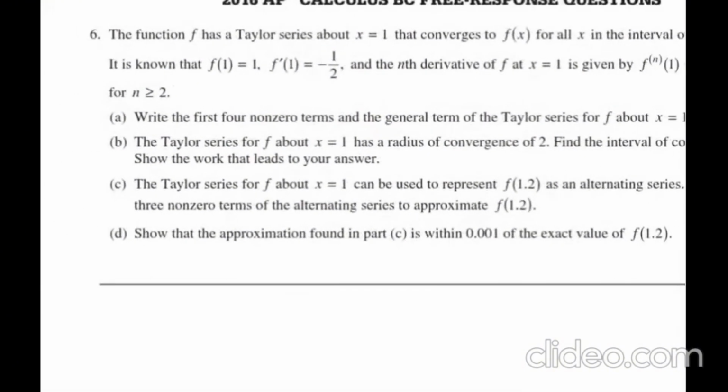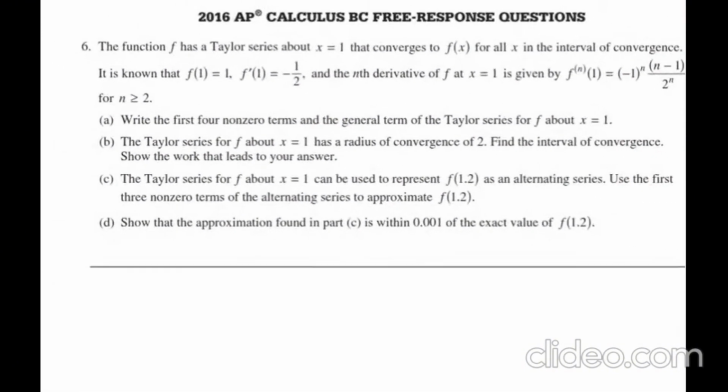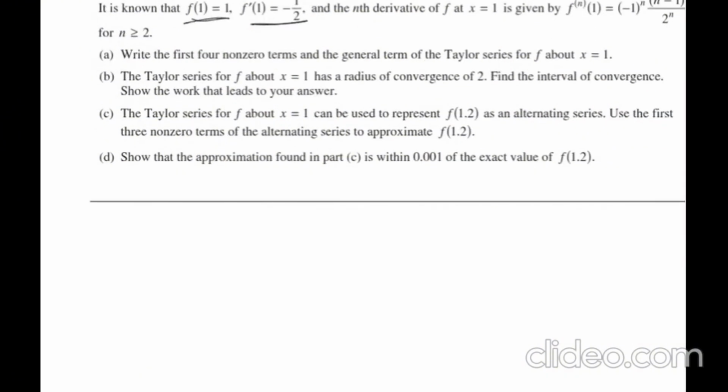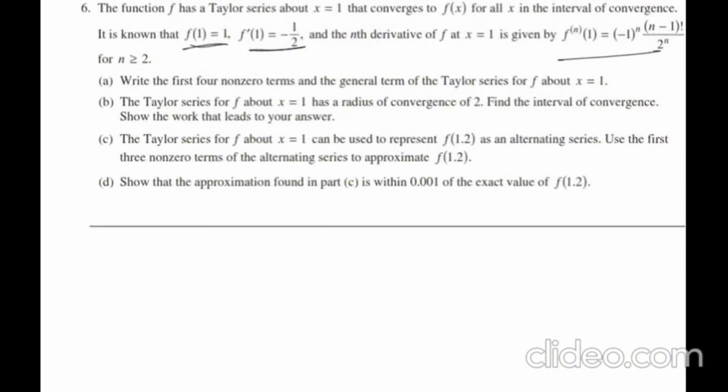First, it's asking us to write the first four non-zero terms and the general term of the Taylor series for f about x equals 1. Right here, we can already see it gives us the first two coefficients, and here it gives us the equation to find the rest.